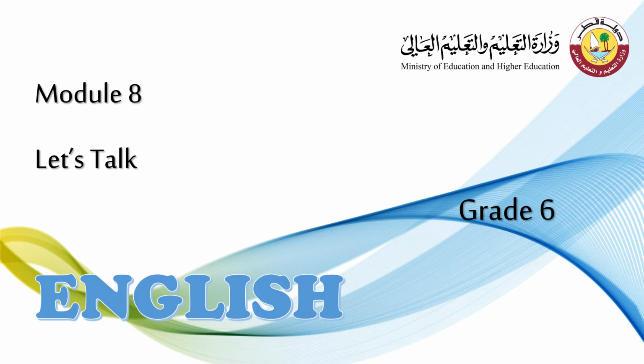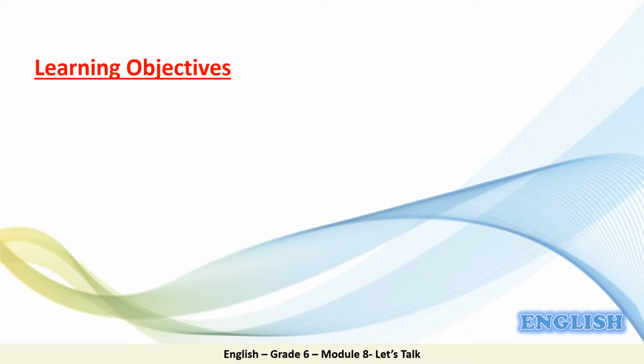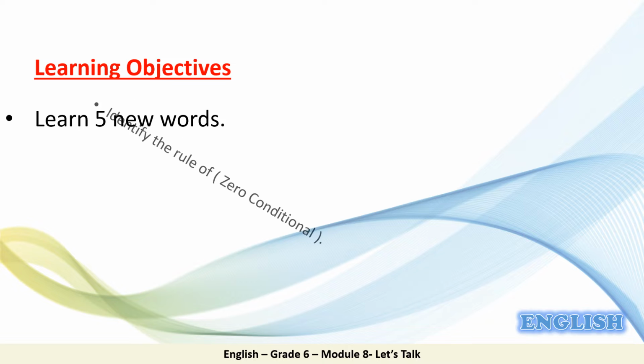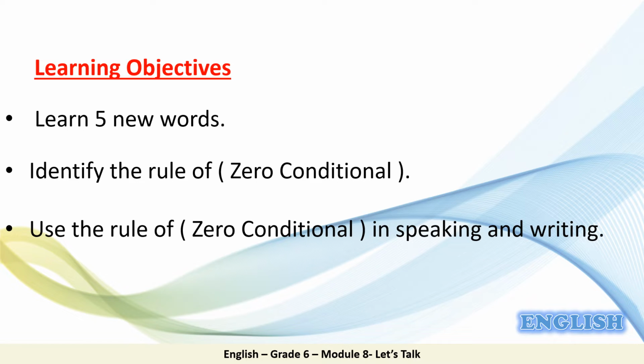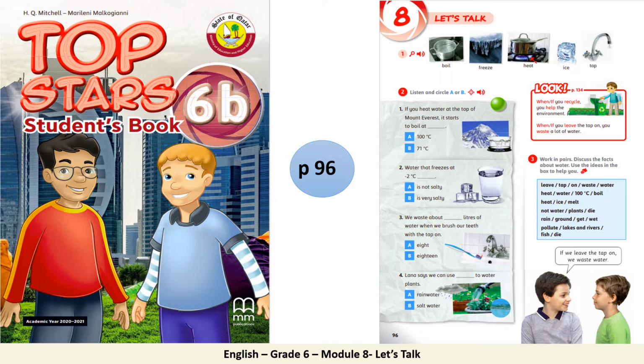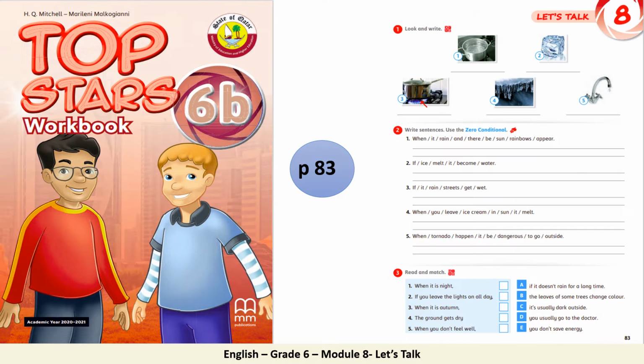Let's talk. To start our lesson, let's read our learning objectives for today. By the end of this lesson, you will be able to: number 1, learn 5 new words; number 2, identify the rules of zero conditional; and number 3, use the rule of zero conditional in speaking and writing. Today's lesson, Let's Talk, will be in your student's book on page 96 and in your workbooks on page 83.